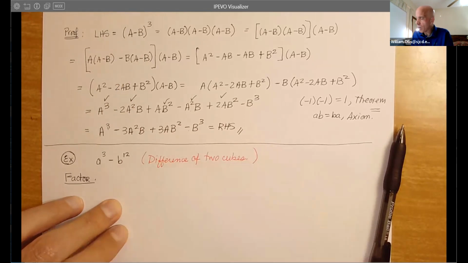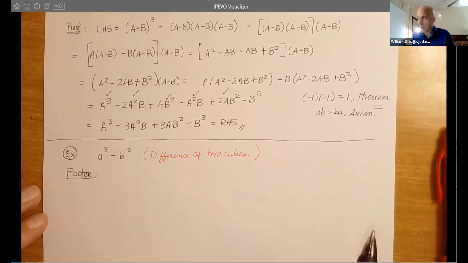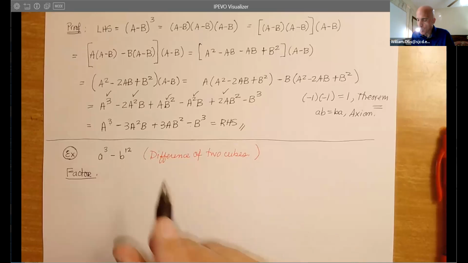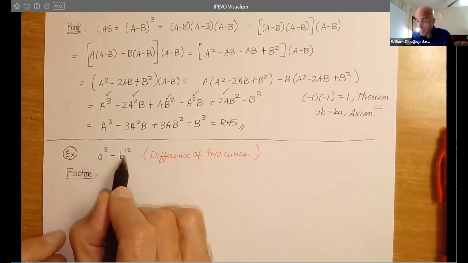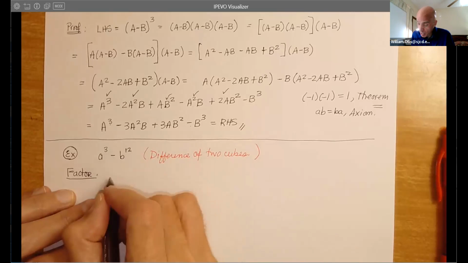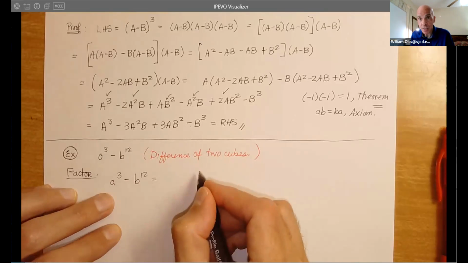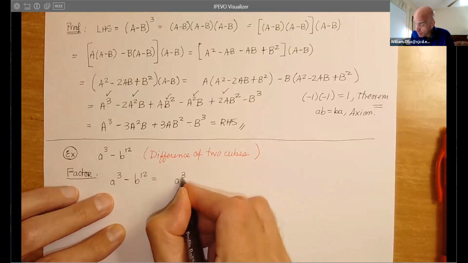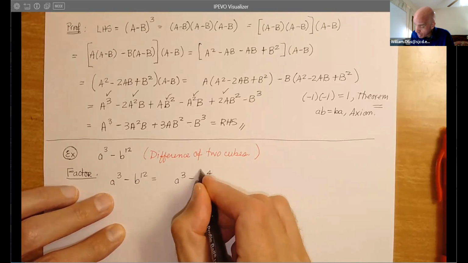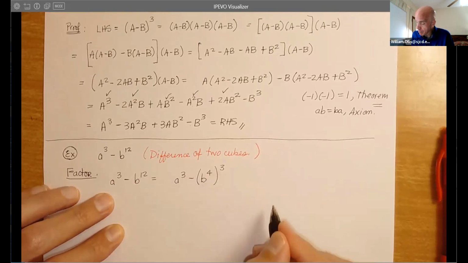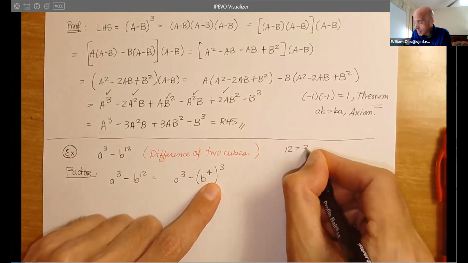Now, not all problems in algebra are important to us, but we practice algebra so that we can do it when we need it. So now what we're going to try to do is write both of these as cubes. This is already a cube, but we know that 12 is 3 times 4. So we're going to say that a cubed minus b to the 12th can be written as this difference of 2 cubes. So a cubed minus, now we'll have b to the 4th using the laws of exponents, cubed. So remember, 12 equals 3 times 4.